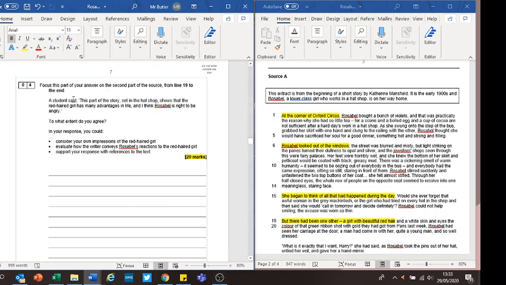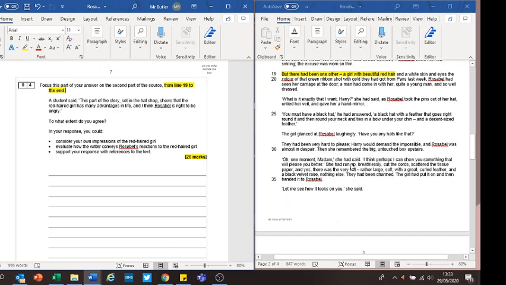Right, so question 4, it does say here you read from line 19 to the end, and that is all the bit with the girl with the red hair. The student says, this part of the story shows that the red-headed girl has many advantages in life, and I think Rosabel is right to be angry. To what extent do you agree?